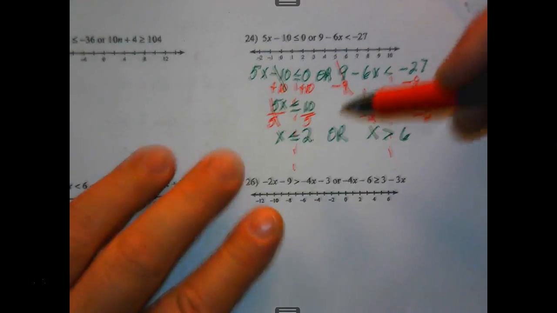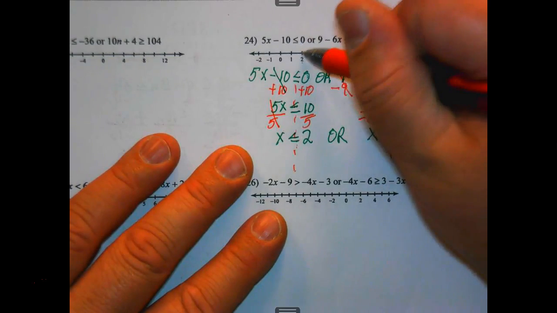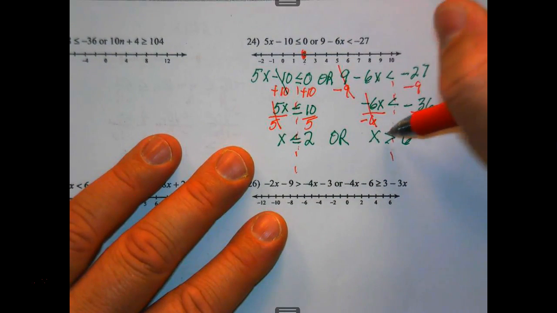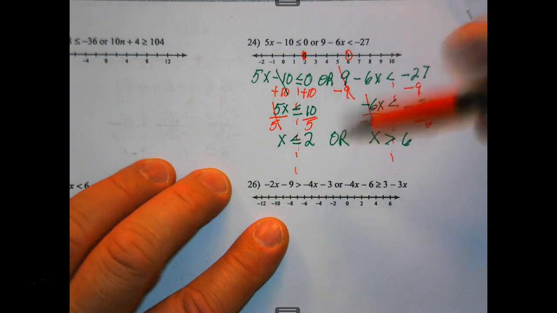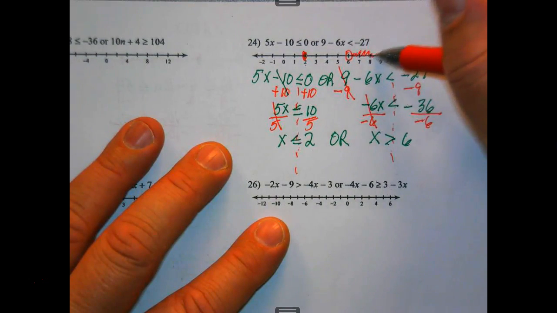Let's see, closed circle at 2. Open circle at 6. It's an OR problem, so opposite directions.